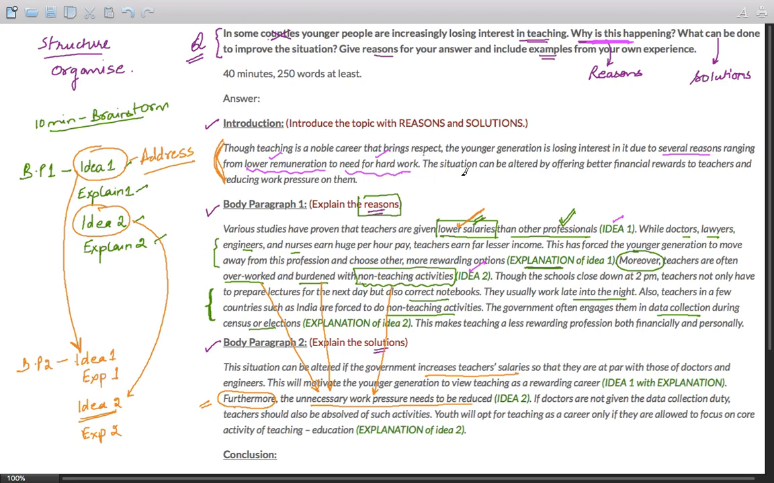The second sentence, the situation can be altered. So this is basically body paragraph 2. This was body paragraph 1. So both body paragraphs can be clearly seen by the examiner in introduction. So that is the right structure that you should follow. So better financial rewards and reducing work pressure on them. This is basically everything about organization of content.